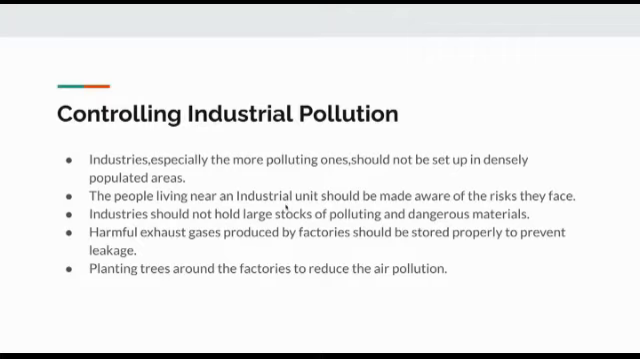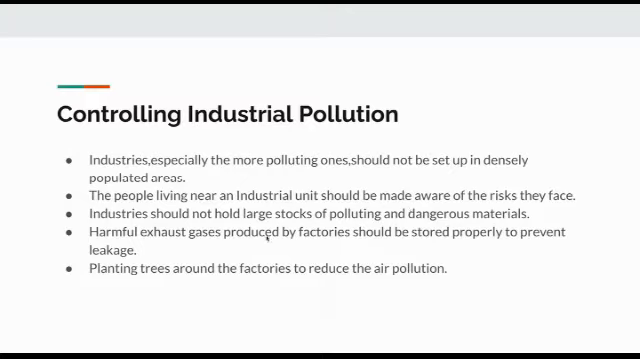So to control industrial pollution, another factor is that people living near an industrial area should be aware of the risk factor they have to face. Sometimes an accident happens to that industry, like an explosion. So people living near the industries or factories should be aware of all these things.